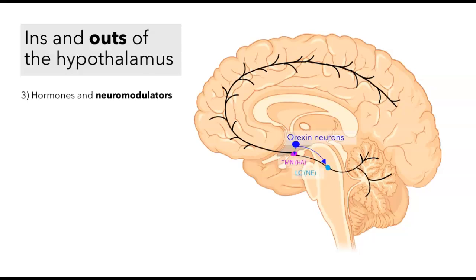And together, the histaminergic and the noradrenergic neurons send these widespread projections through the brain. They're particularly important in regulating levels of alertness, of arousal, and of wakefulness. In addition to these outputs, the orexin neurons can also synapse onto cells in the raphe nuclei. That produces serotonin.